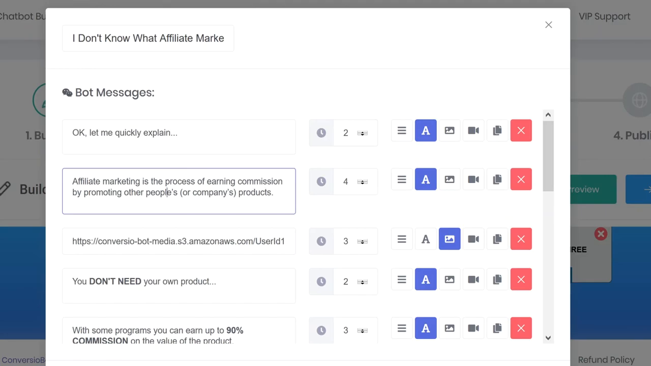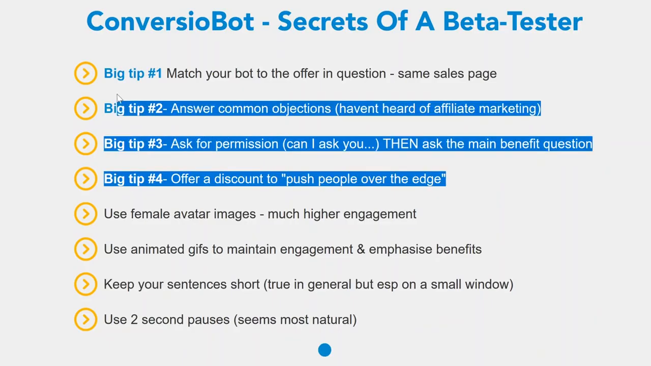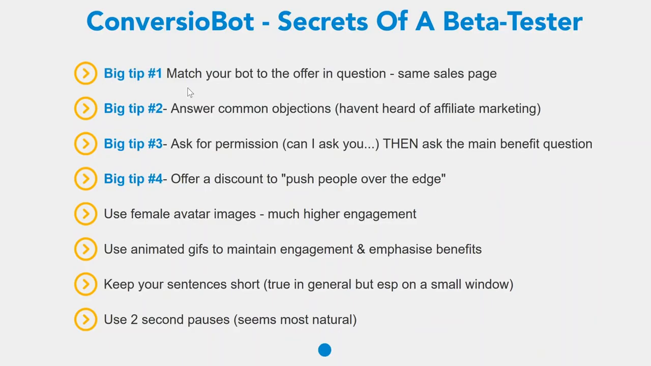So I think that pretty much covers it, guys. The main tips I wanted to get across are these ones here: match your bot to the offer in question, answer common objections, open by asking for permission, can I ask you a question, and then ask the main benefit question. And then after that, it's basically a case of walking people through the benefits of whatever it is you're offering, and then close by offering a discount to push people over the edge. Those are the key points, but also be sure to follow these tips as well.